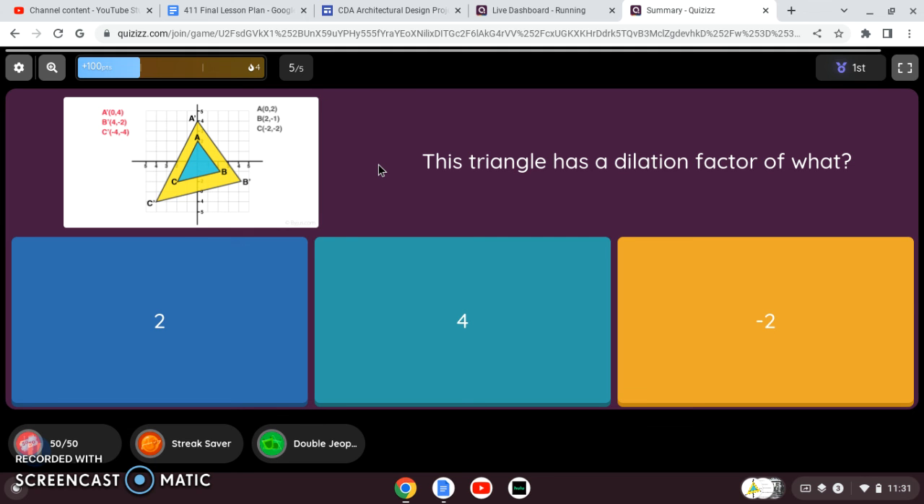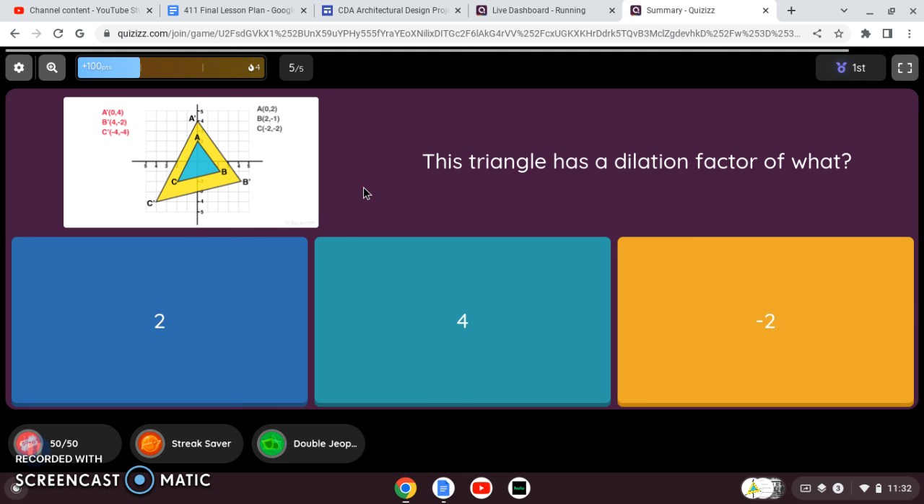Now that we've discussed it, I'm again going to do the same thing. So I'm going to look at my original triangle. I know it's ABC. I see my points here. I'm given my coordinates. And then I look over here, my yellow triangle, and I see new coordinates. Well, I see 0, 2 for point A, and my new point is now 0, 4. My choices are 2, 4, and -2.